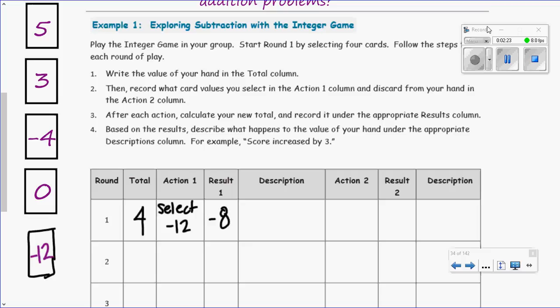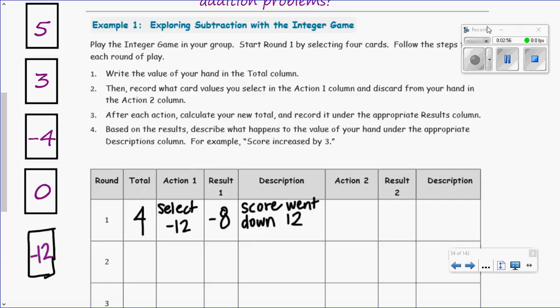The description says, how did your score change? Did our score go up or down? When I say up or down, I mean from what we started with to what we have now, from 4 to -8. The score definitely went down because it was positive and now it's negative. On a number line, how far did it go from +4 to -8? There's a hint there with the card. It went down 12. The score decreased by 12.